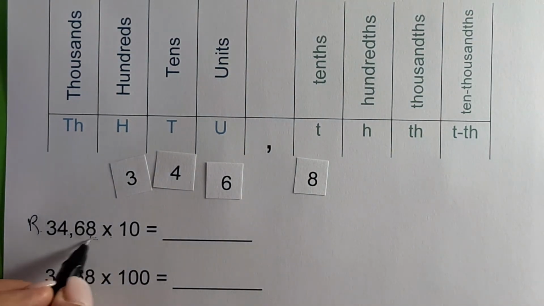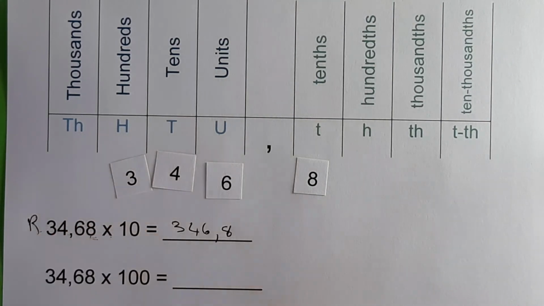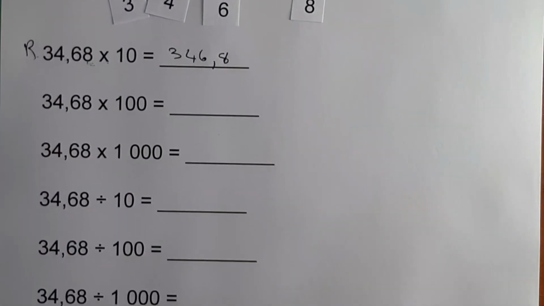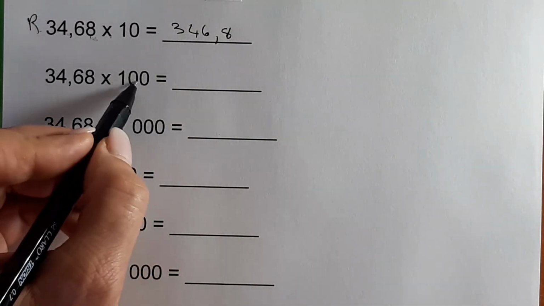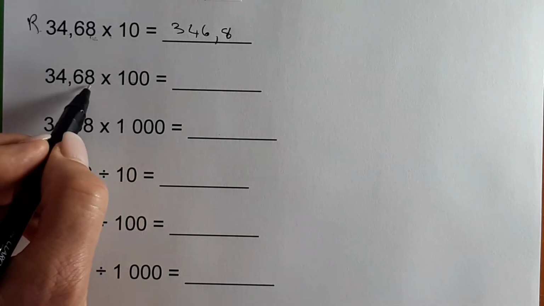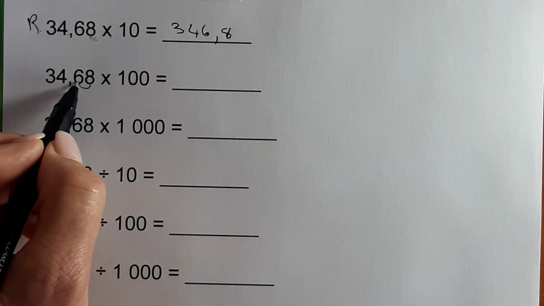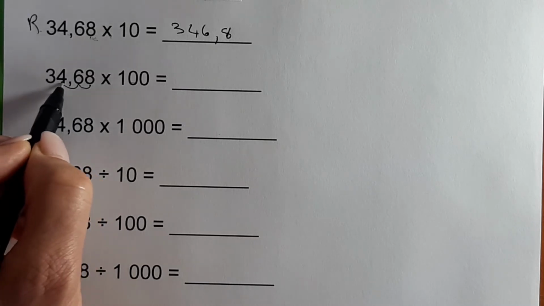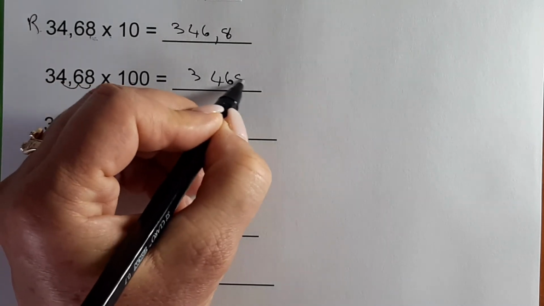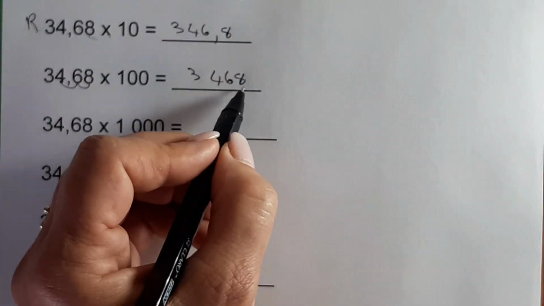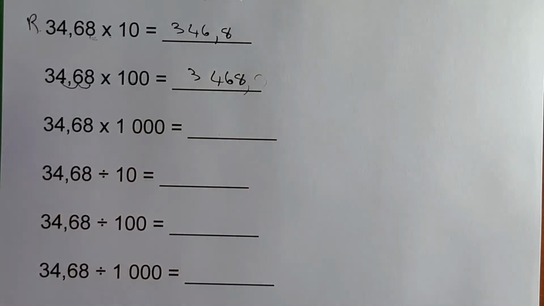346,8. So the 8 moves that side, so it will be 346,8. If we look at the rest of them, times by 100, then it has 2 zeros, so the 8 will go that side. There's your biggest side, 2 places, so it's 1, 2. The 8 will be just in front of the comma, so it's 3, 4, 6, 8. There's a comma behind the 8. You don't have to write it down, or you can write comma 0 if you want to.